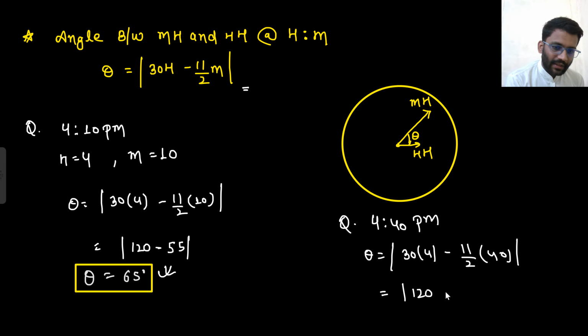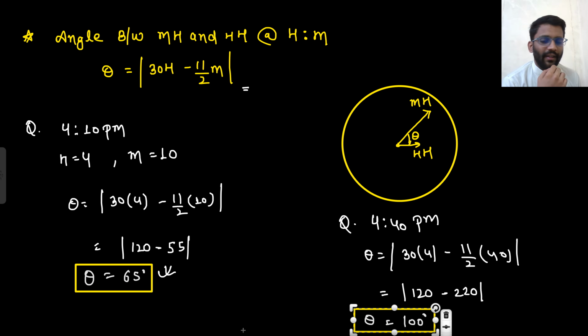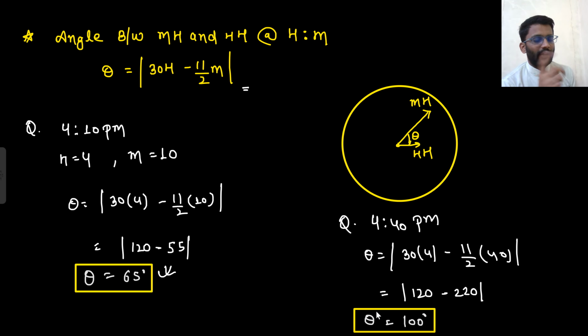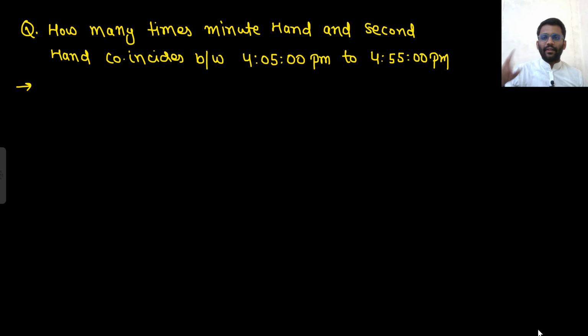So 120 minus 220. So the angle would be 100 degrees, right? One angle would be 100 degrees, and the other angle would have been 260 degrees. Well and good, right? Let's move on to the next concept.